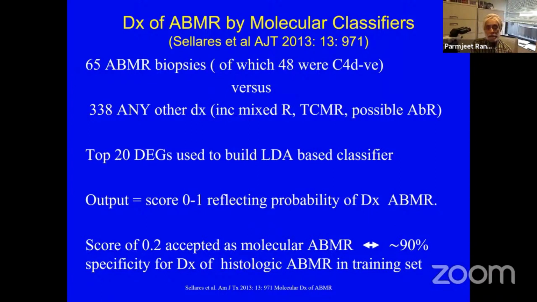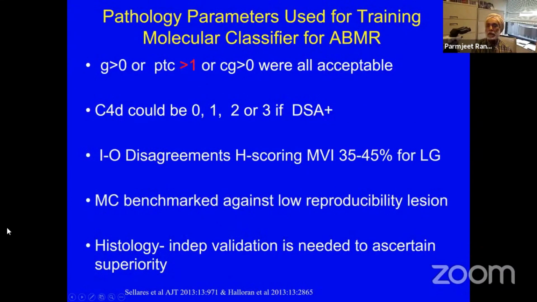The output of this classifier is a score from 0 to 1, which reflects the probability of the diagnosis of ABMR. And they used a score of 0.2 as the cutoff for ABMR, yes or no. And they chose it because it corresponded to approximately 90% specificity of the diagnosis that they were being made in the histologic examination. And these are the parameters they used for training this classifier. G greater than 0, PTC greater than 1, CG greater than 0 were all acceptable. C4D could be 0 or 1 or 2 or 3 if the DSA was positive.